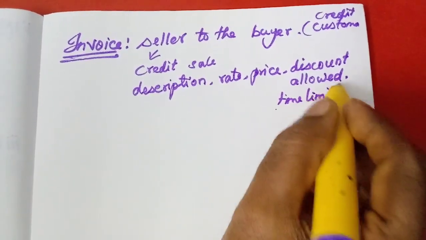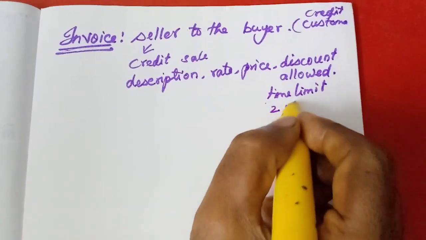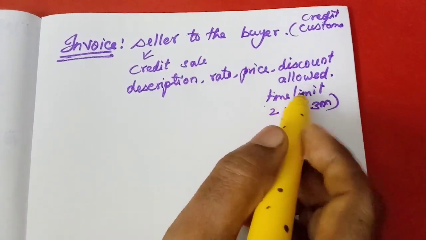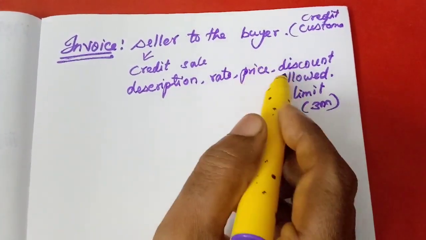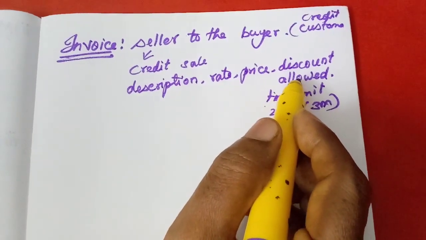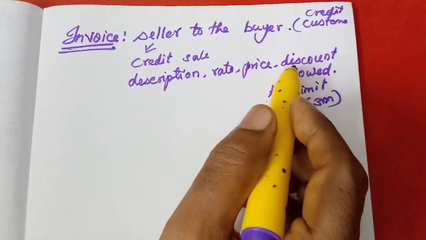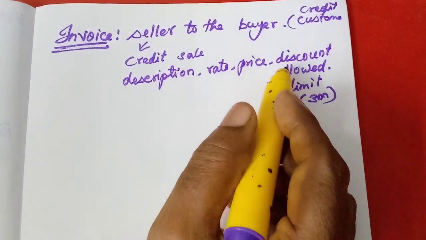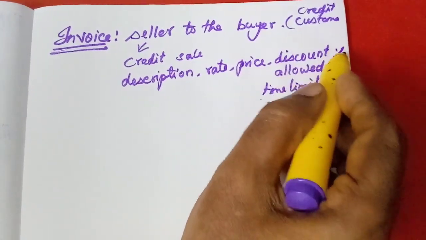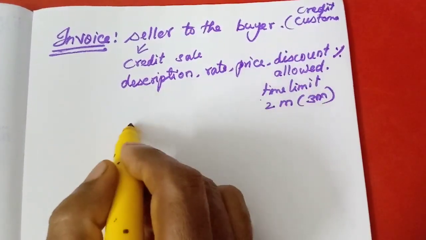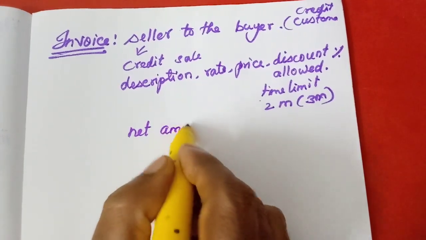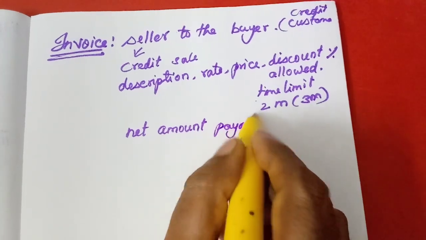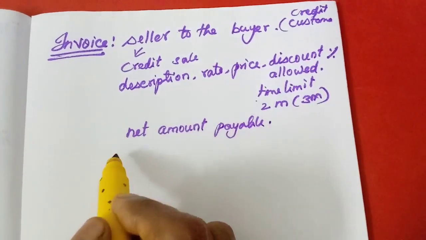If they pay within the time limit, it may be 2 months or 3 months, then we have to allow some discount. Then they will pay only the lesser amount. So in order to encourage them to pay promptly, we allow this discount. The discount rate will also be mentioned, and the net amount payable is also mentioned in the invoice.